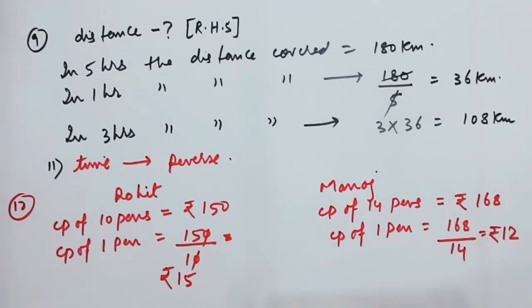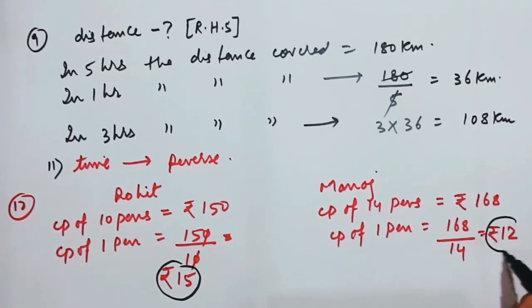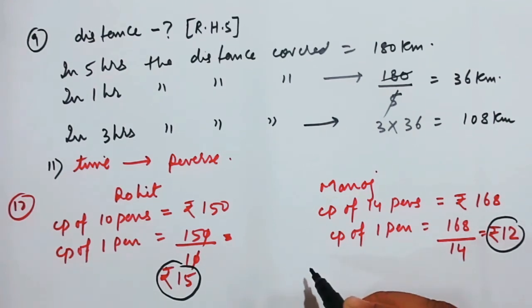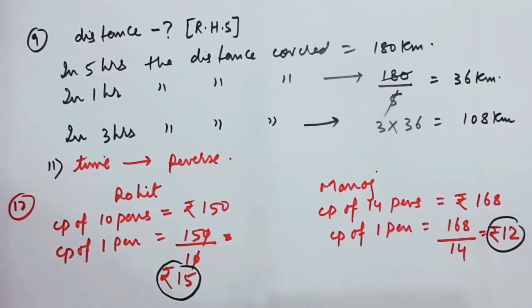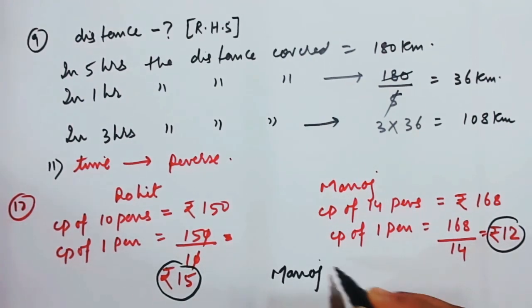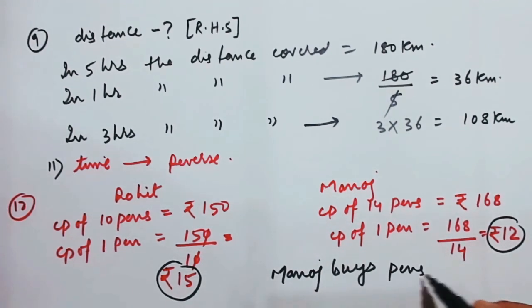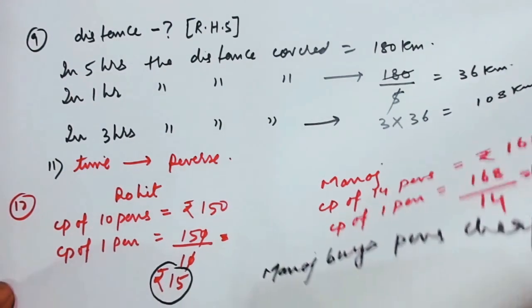So you can see that the cost price of 1 pen which Rohit buys is 15, and the cost price of 1 pen which Manoj buys is rupees 12. What are they asking? They are asking who bought the pens cheaper. Of course, Manoj buys the pens cheaper. Okay, cheaper. Moving on to the next few sums.